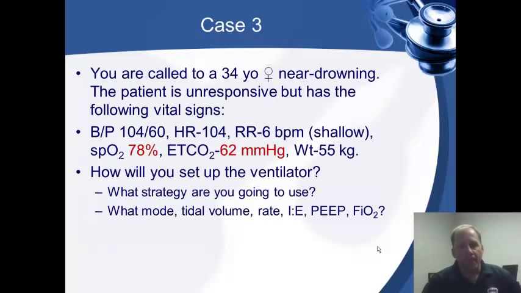Case 3. You're called to a 34-year-old near drowning. The patient's unresponsive, but has the following vital signs. You got a blood pressure of 104 over 60, a heart rate of 104. Your respiratory rate is 6 and shallow. Your patient is hypoxic at a SpO2 of 78, and your end-tidal is high at 62. Patient weighs about 55 kilos.